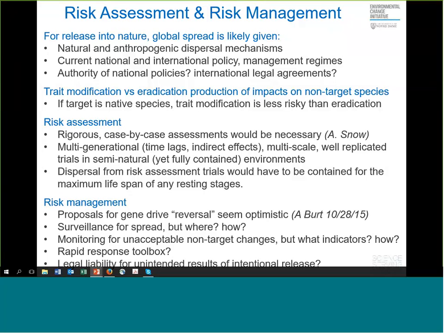And we need a toolbox that's got gene drive reversal in it perhaps, but some other tools in it. And finally, thinking about as these things are done intentionally, where's the legal liability going to lie? Thank you. I know I need to quit, and I appreciate your attention. I'll stop there. Thank you.